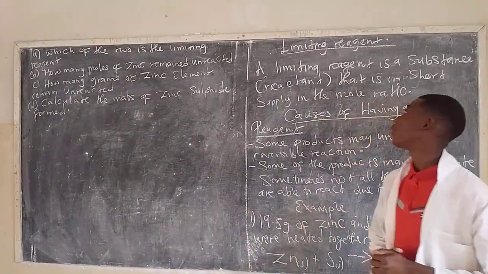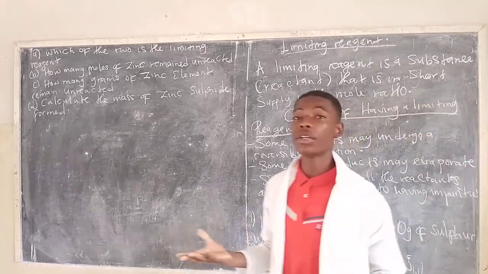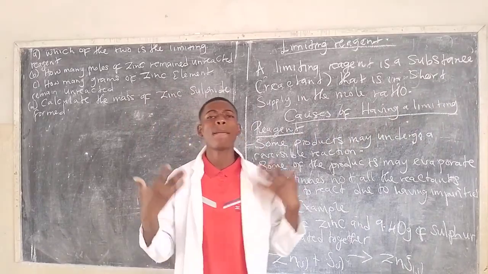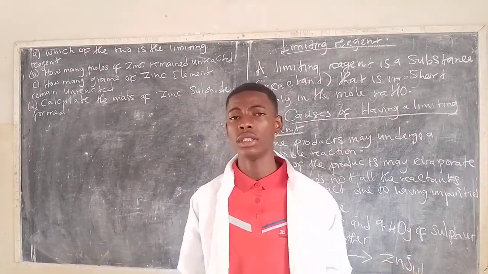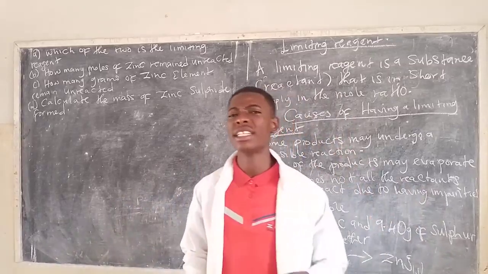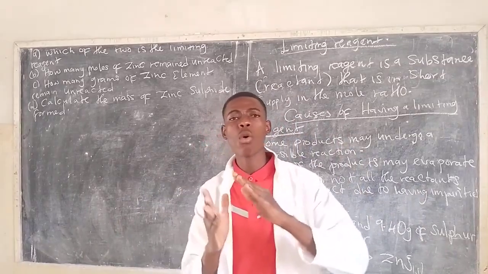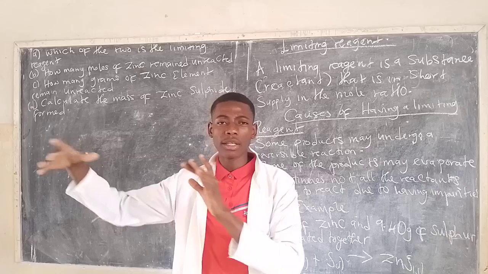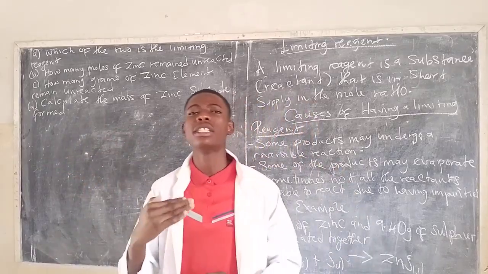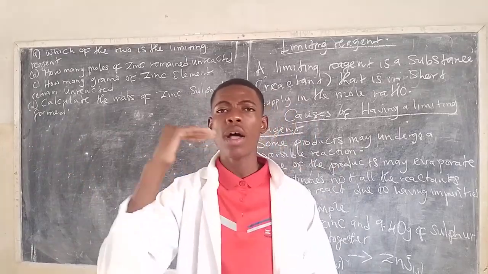So for today we are looking at what we call the limiting reagents under the mole concept. We must first understand what the limiting reagent is. Whenever you are doing a chemical reaction, there are things that will lead to the reaction not being complete. Those things are called the limiting reagents, the one that causes the reaction to stop.